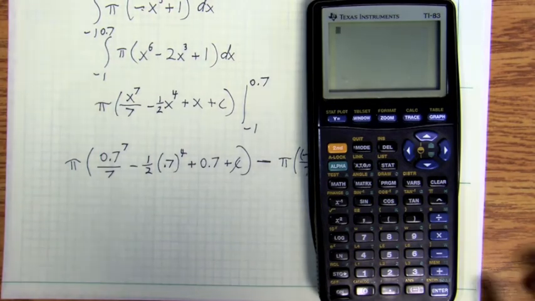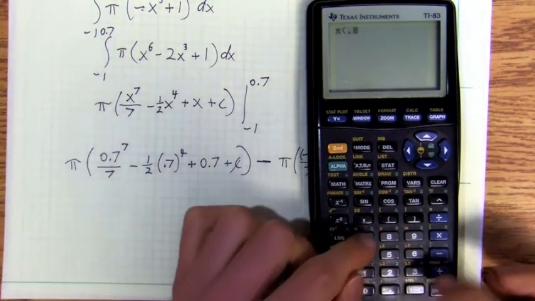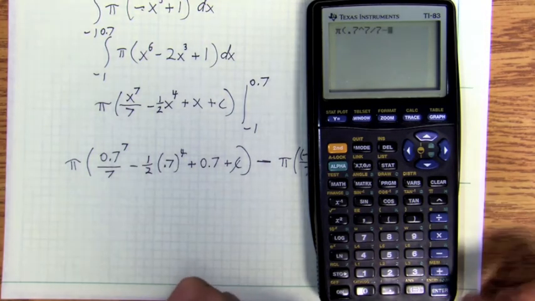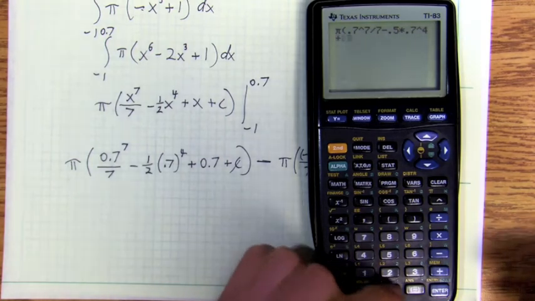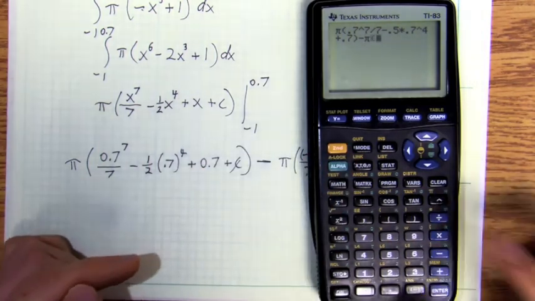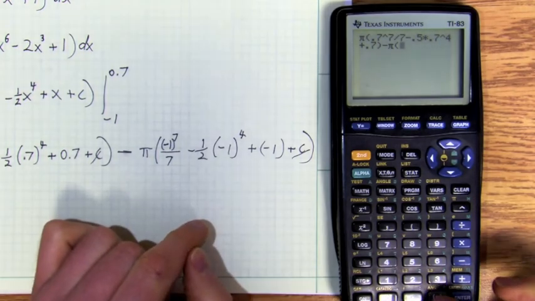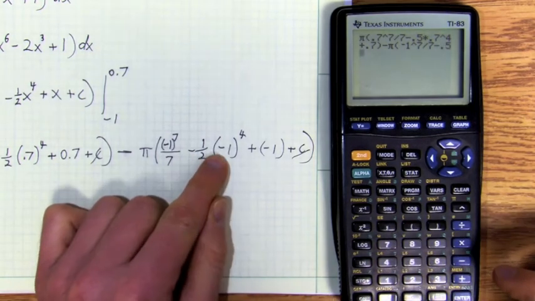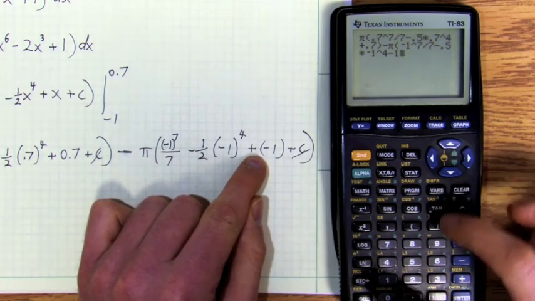Okay, back with my calculator, and so I'm going to do pi, and then a big set of parentheses, and I'm going to do 0.7 to the 7th divided by 7, then minus 0.5 times 0.7 to the 4th plus 0.7, and then close that set of parentheses, minus pi, open parentheses, -1 to the 7th divided by 7 minus 0.5 times -1 to the 4th minus 1, and close that set of parentheses.